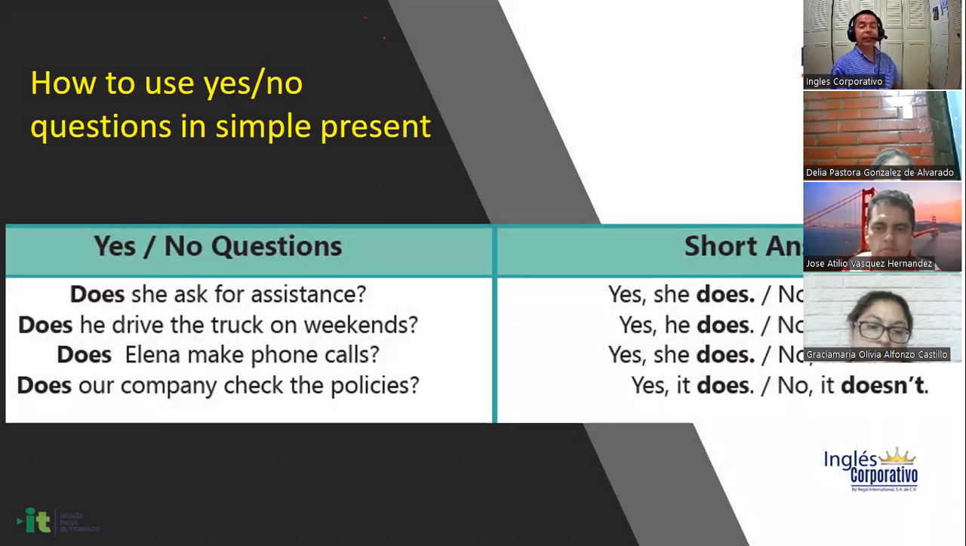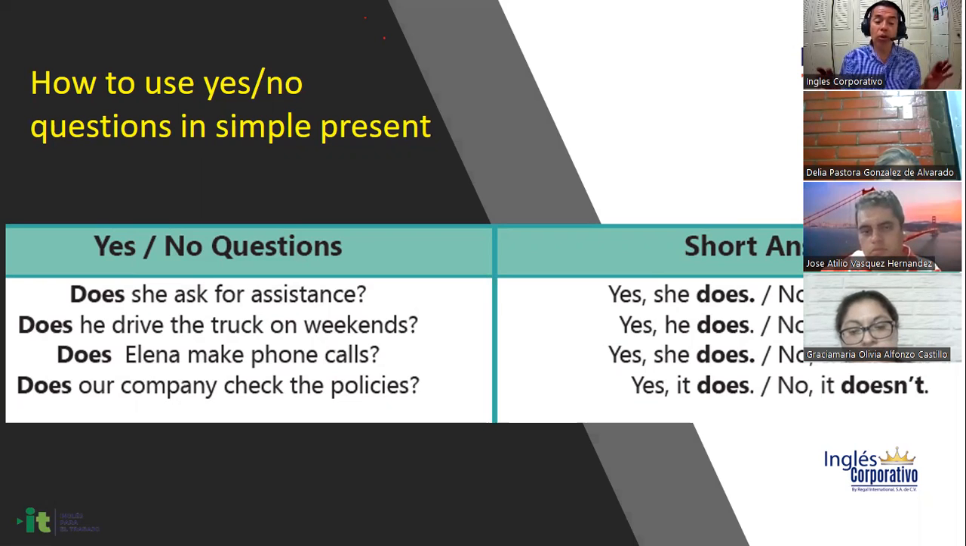Okay, class. Then when you use the yes, no question, sorry, using does. Remember, does is for she, he, and it, right? All the singular nouns, right? Recuérdense que el does lo vamos a usar con he, she, and it, y con todos los nombres singulares. For example, does she ask for assistance? Yes, she does. Oh, no, she doesn't.